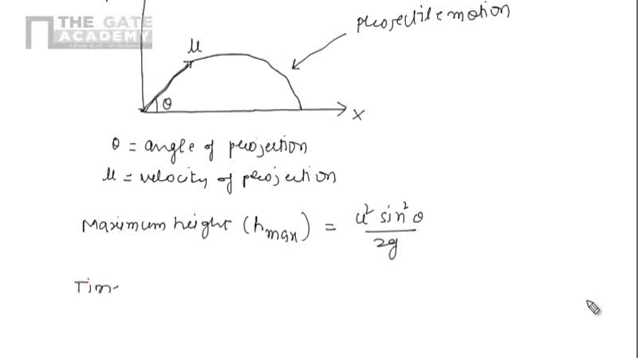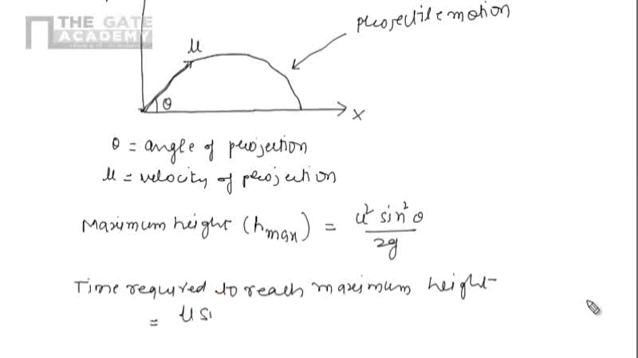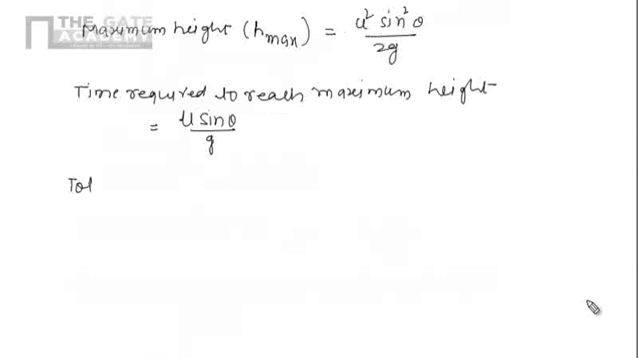Similarly, the formula for time required to reach maximum height will be u sine theta by g. Total time of flight equals t equals 2u sine theta by g.